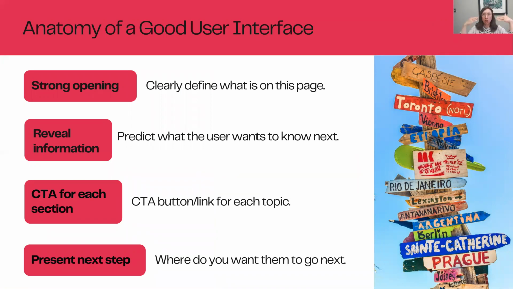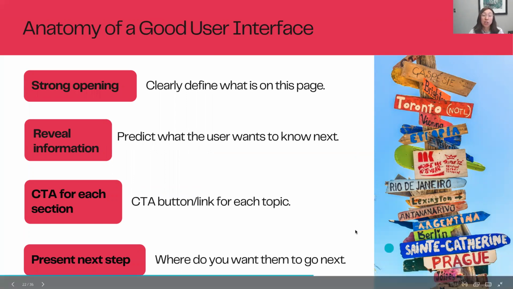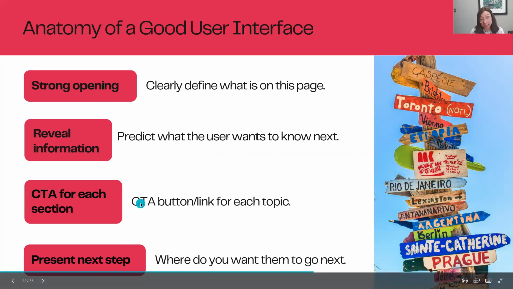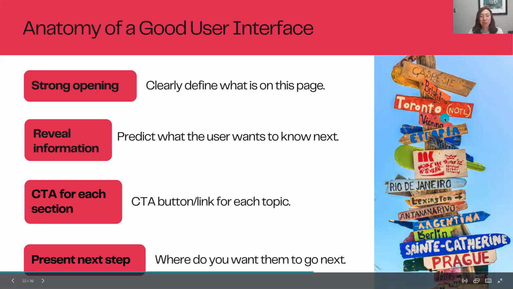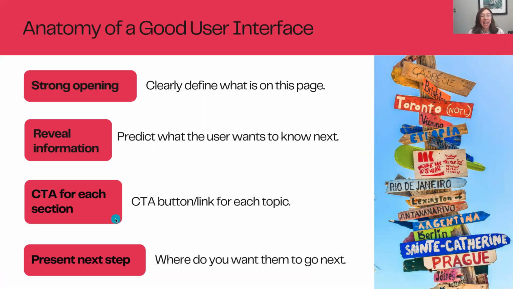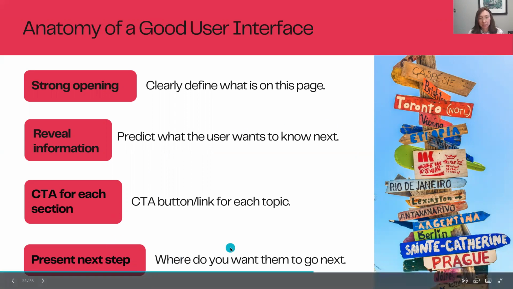You want to have a reveal of the information, as I showed you, how it's slow and easy, one thing at a time. You're asking them to focus their attention on one thing at a time, and you don't want that dashboard look. And you want to have for each item, ideally, a call to action button or a link linking to the next thing you want them to engage with, because dead ends are not good. So this is my funny sign here. You don't know which way to go, right? We want it to be very clear which way to go. And you want to present the next step.